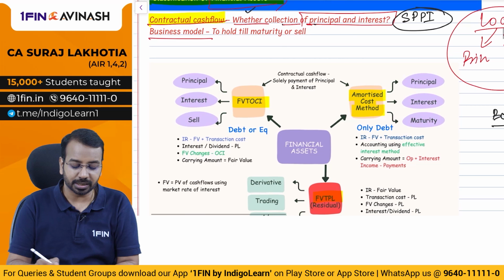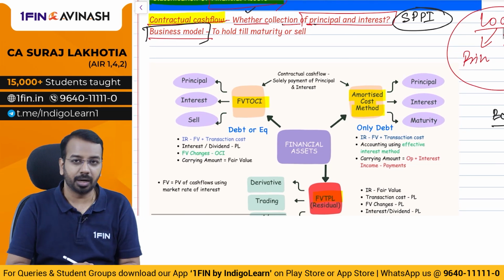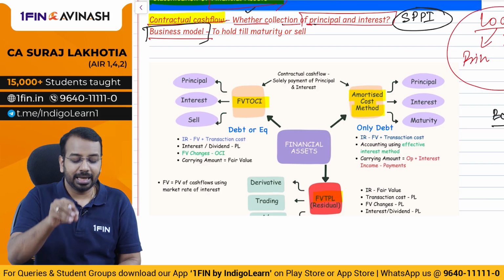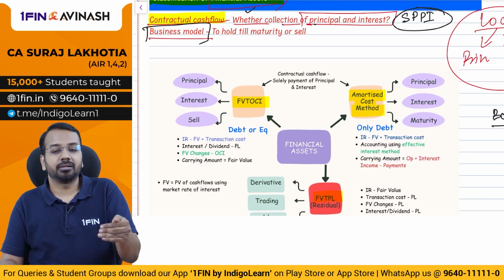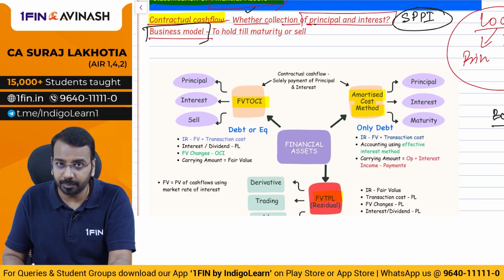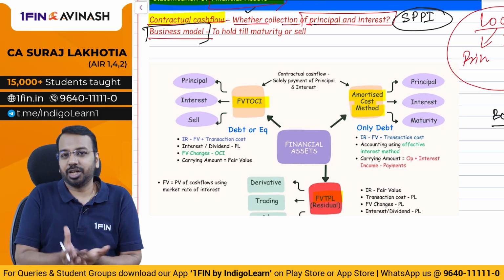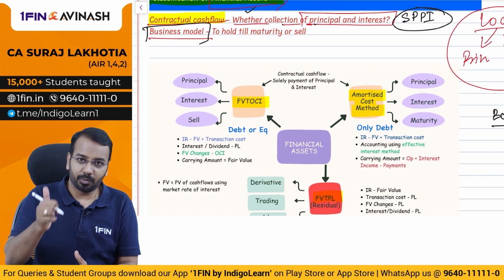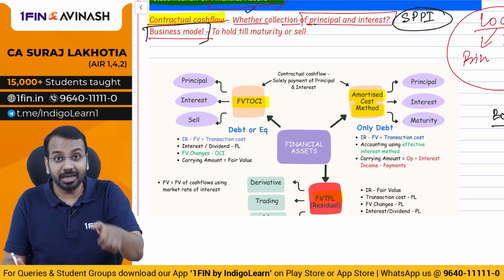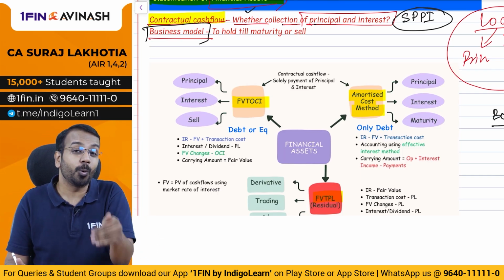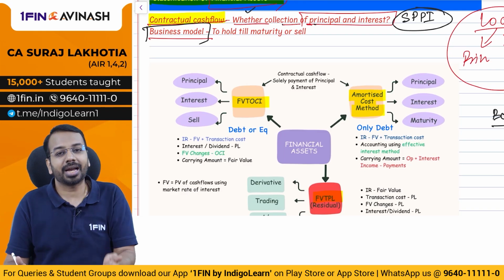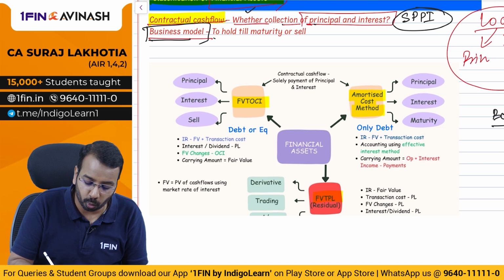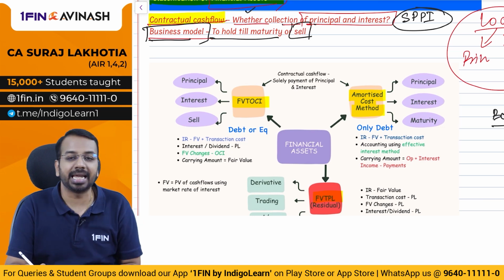Then the second thing you have to ask is, what is the business model? Now if I buy bonds of a particular company today, what are the two choices? I can hold the bond till maturity, or if the interest rate changes, I can sell the bonds in the market. Both scenarios are possible. Number one, I want to hold these bonds till maturity. Second option is I will sell whenever I want. So what is the business model? To hold till maturity or sell?